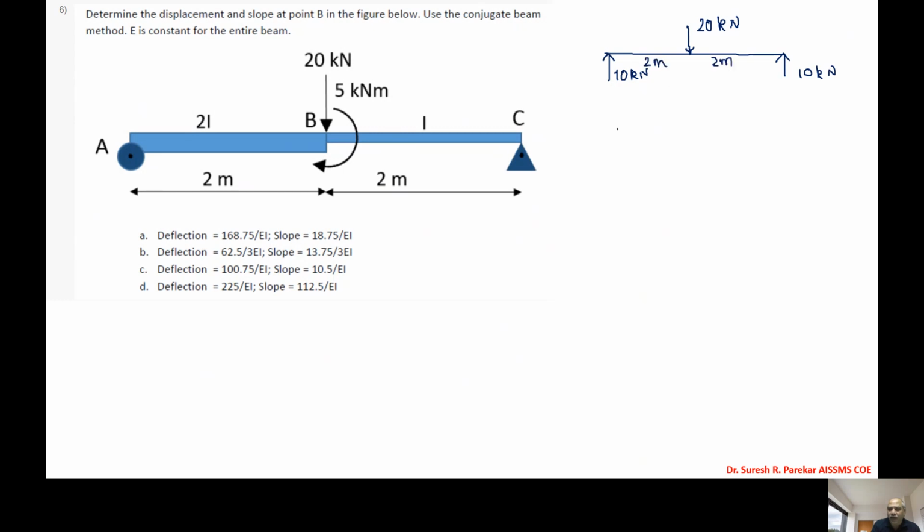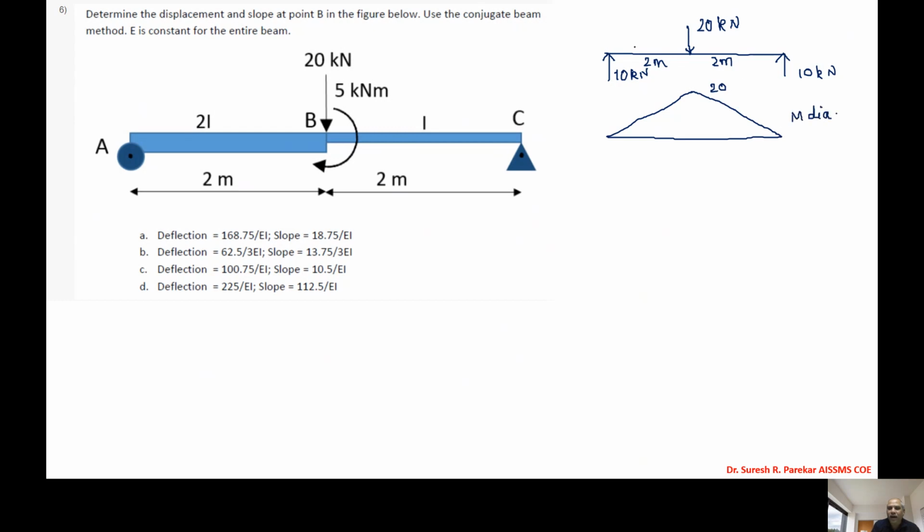Now for the bending moment we have to plot the M by EI diagram. So what will we get in this case? WL by 4 we know, so that is 20 we will get here. So we have the M by EI diagram, the M diagram. So the bending moment diagram we have this as 20. So this is the M diagram, the M by EI diagram.